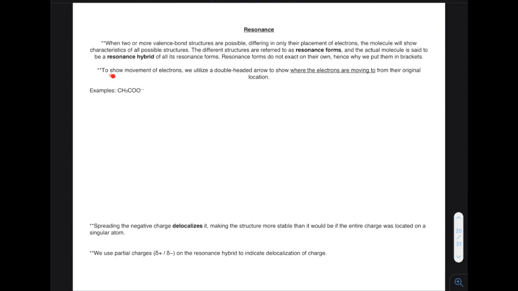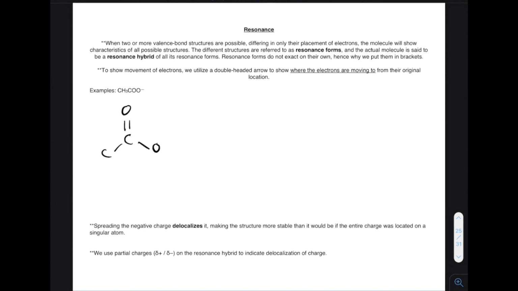And when we're showing resonance structures, we'll show a movement of electrons, and we represent that by using a double-headed arrow to show where the electrons are moving to from their original location. So let's look at this charged organic molecule. And as I'm drawing this out, what's important to note is this is a condensed molecular formula representation, and just because the oxygens are shown right next to each other, that does not mean that is how they're bonded in the structure.